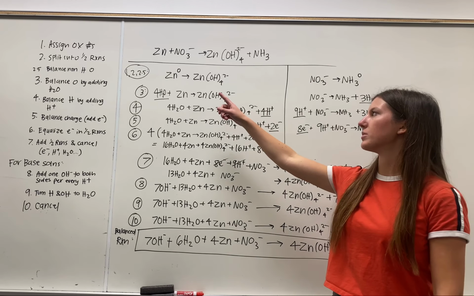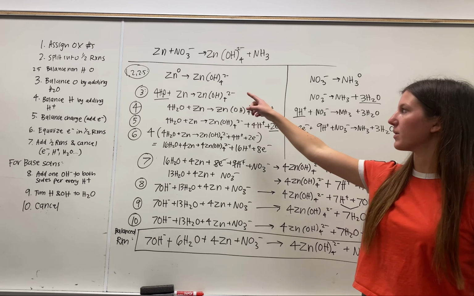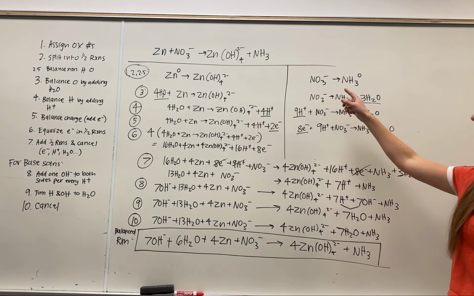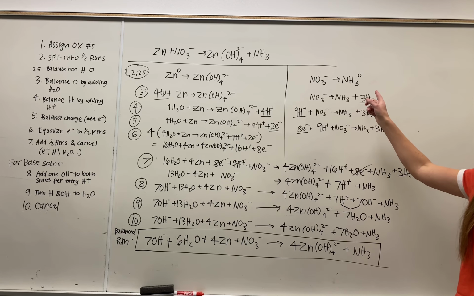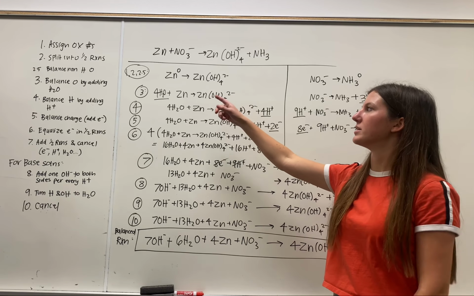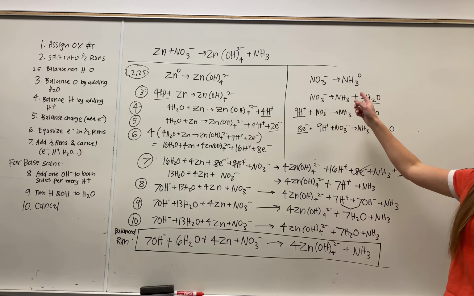Zinc is 0, it's neutral, and on the other side we have that the zinc hydroxide is 2 minus, and then the NO3 is 1 minus, and the NH3 is 0, that's the oxidation numbers. And then step 2 is to split into half reactions, which I already did. So we have the zinc half reaction happening here, and then the NO3 half reaction happening here.